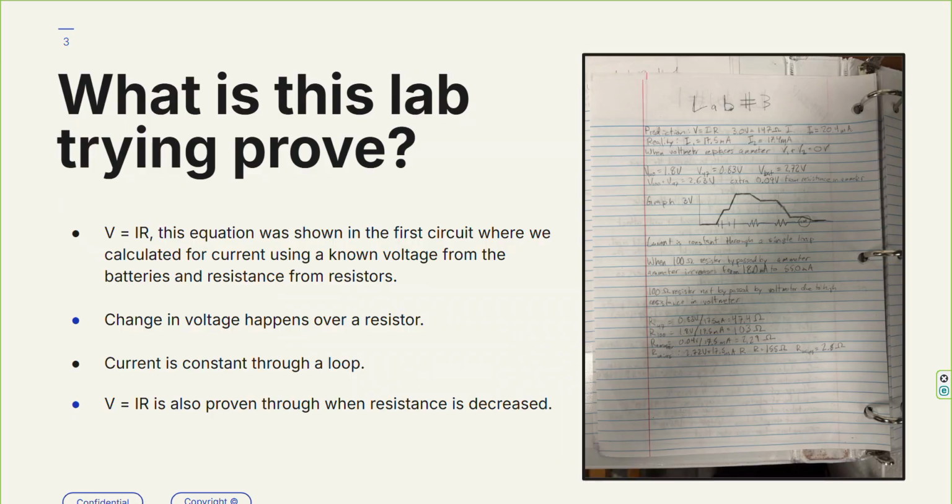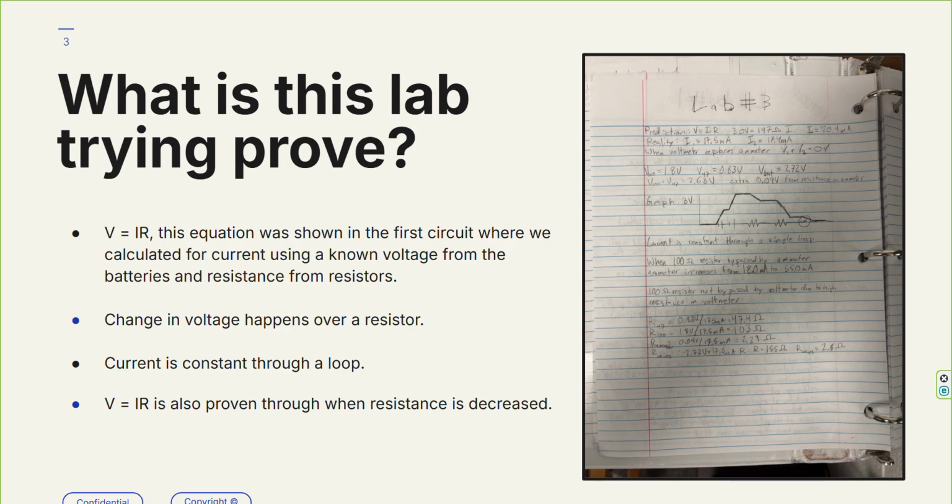So what is this lab trying to prove? Well, mainly it's trying to prove this first equation, V equals IR. This is voltage equals current times resistance. This shows up countless times in our lab. Here in the first bullet point, I explain the first place that it comes up. You can also see my notes from the lab on the right hand side.